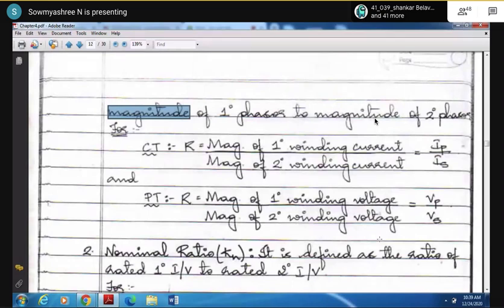Any idea about rated value? What do you mean by rated? Ma'am, up to that value, there is no damage to the device. Yeah, okay. Up to that value, there is no damage to the device.